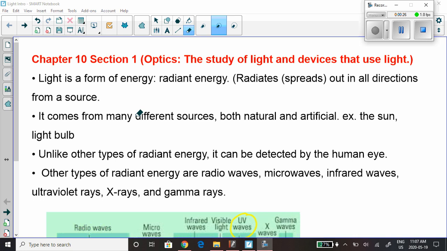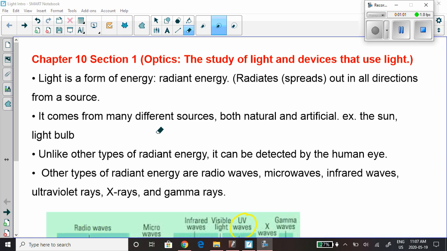So light is a form of energy. And it's radiant energy. The word radiant comes from it radiates, it spreads out in all directions from some source, like a light bulb. The light bulb doesn't just shine one half of the room. Light bulb usually shines up the entire room, moves out everywhere. Now, this thing called light that we're going to study, as you know, sometimes it's natural light, might come from the sun, might be artificial light, come from a light bulb.